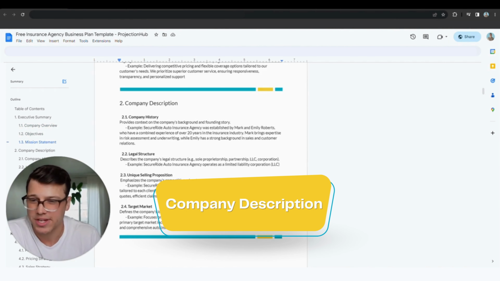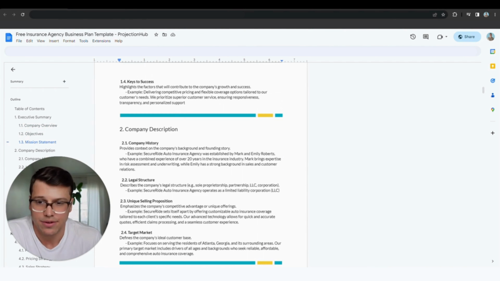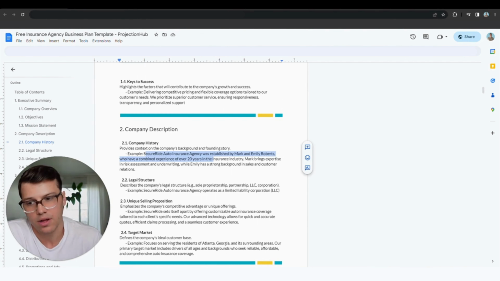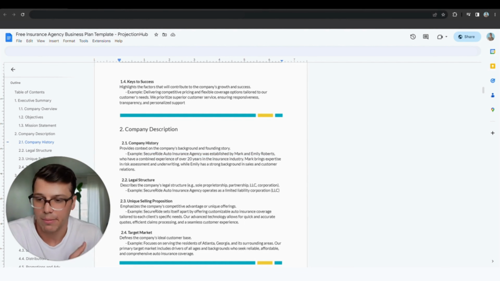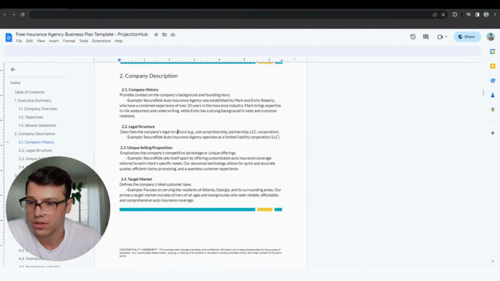And then the company description is kind of just an extension of that executive summary. This is going to be a little bit more technical speak. Like you said here, you've got some history. We're going to hit on one of the key points later on, industry experience. You could mention that here a little bit, but we'll elaborate on that later. The actual legal structure of the entity, you can include up here.